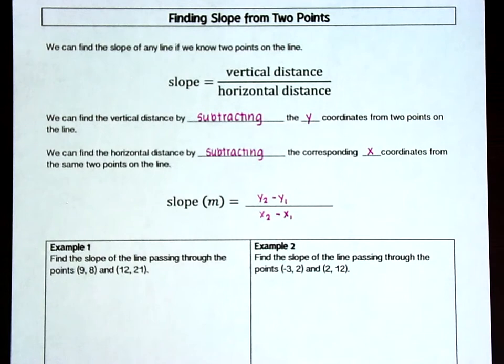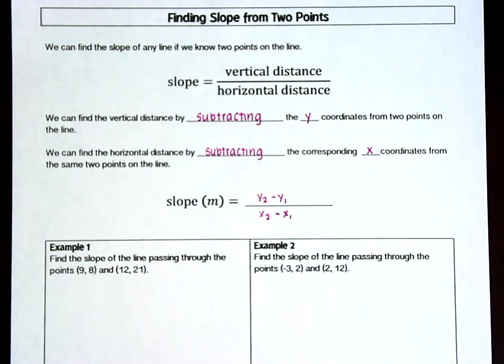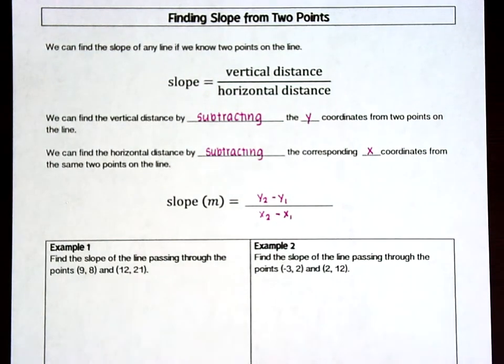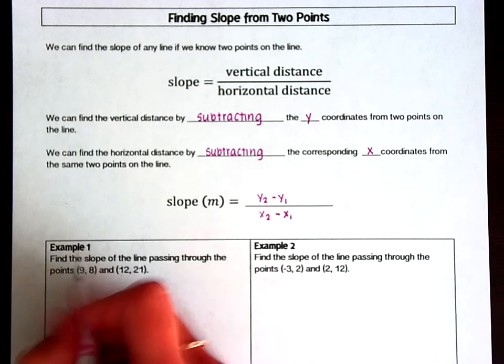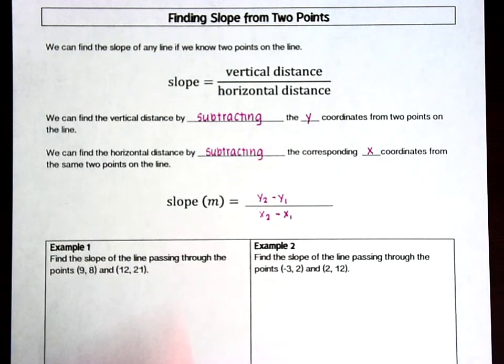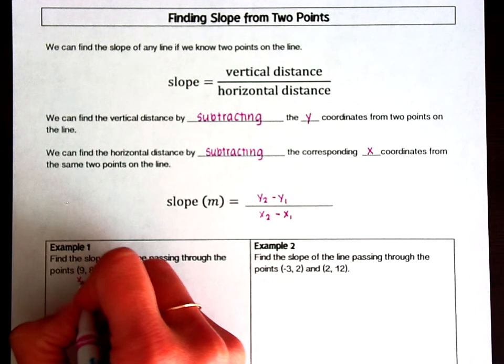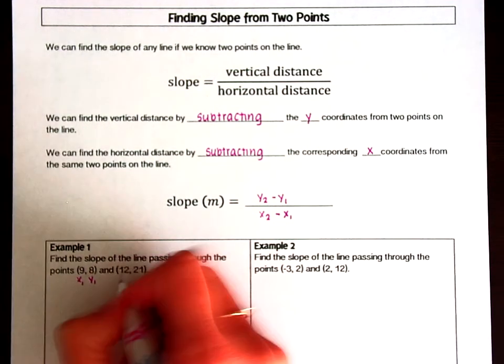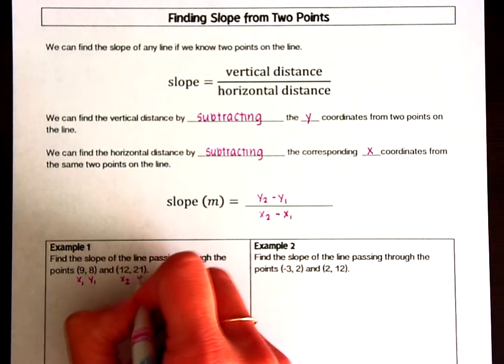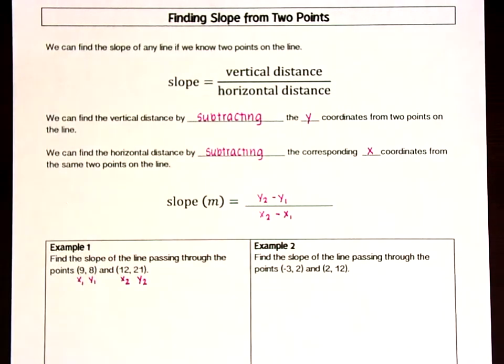Let's find the slope of a line passing through the points (9, 8) and (12, 21). First and foremost, in order to keep myself straight and not get confused, I like to label my points x1, x2, and y1 and y2. So I'm going to pick this point as my first point, although it doesn't matter. This is going to be my x1 value and my y1 value. And this will be my x2 and my y2. And now that I've identified this, I can plug this into the formula and use it without getting confused.